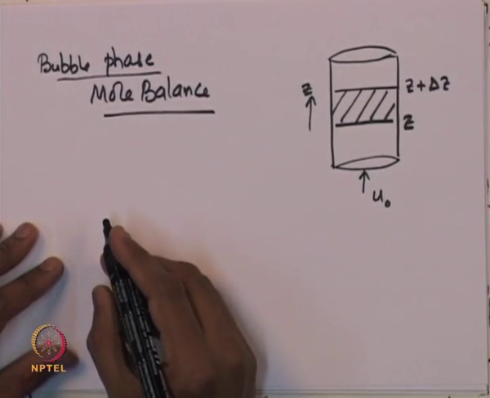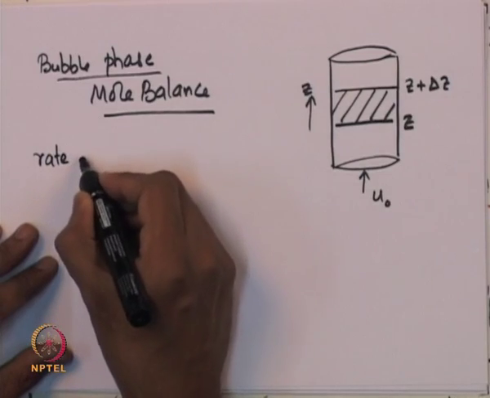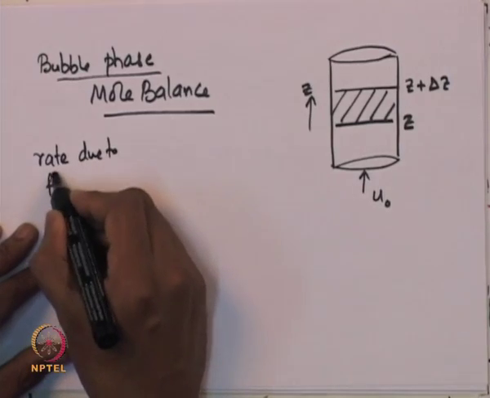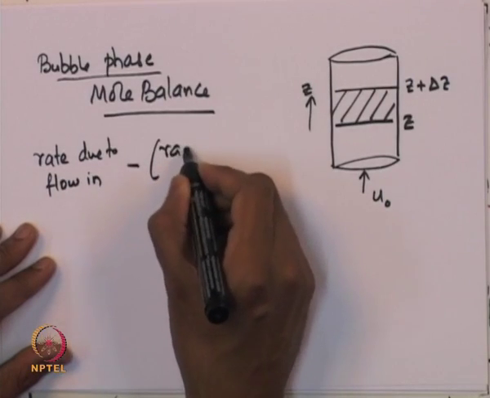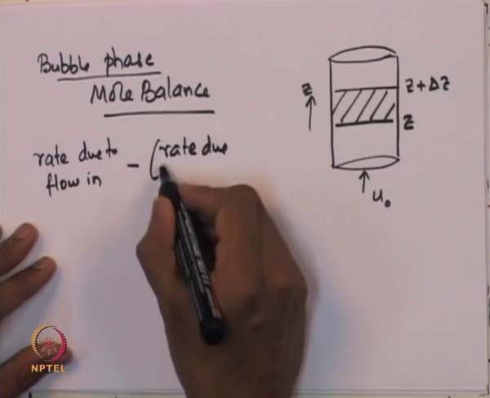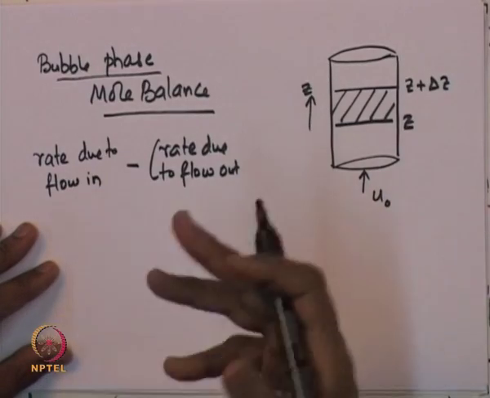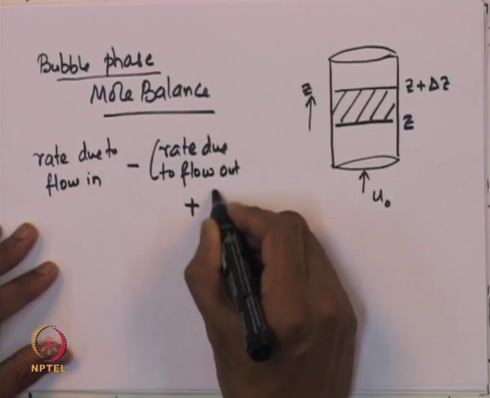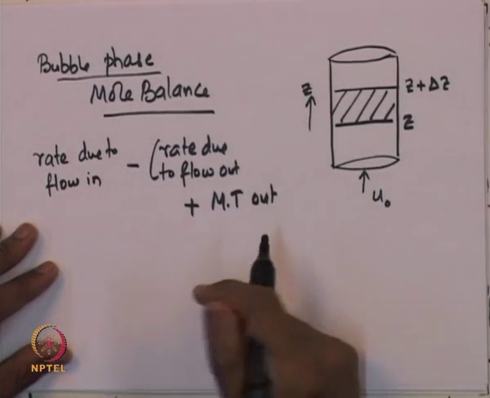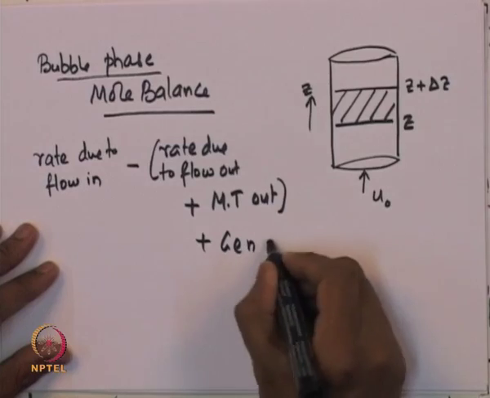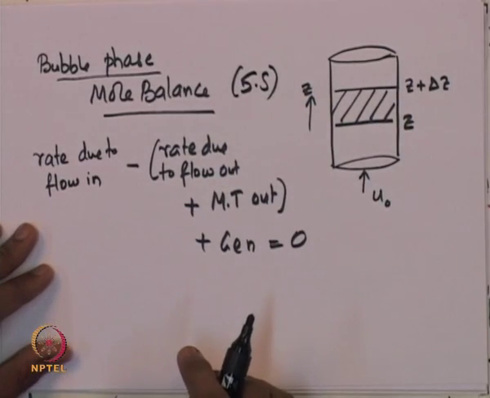We can now write a mole balance for the bubble phase, which is basically the rate due to flow into the bubble phase, minus the rate with which the fluid stream leaves because of flow, plus the rate at which the fluid species is leaving the bubble phase because of mass transport, plus whatever is being generated, and that should be equal to 0 under a steady state condition. If you assume steady state conditions, then this is the mole balance.